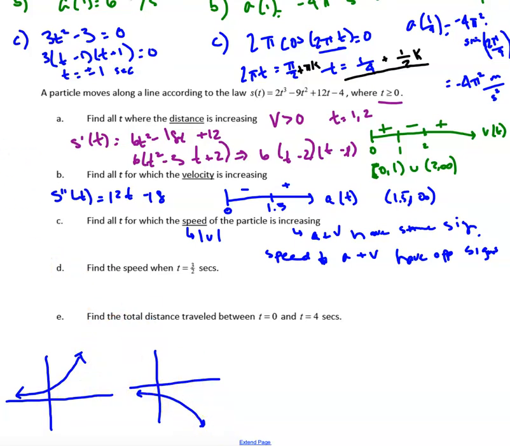So now let's take a look at what would happen if we have velocity and acceleration of opposite signs. So we're going to take an exponential decay graph. On this graph, I have velocity negative because the function is decreasing, but I have acceleration positive because the function is concave up. So I have opposite signed acceleration and velocity. That means speed is decreasing.